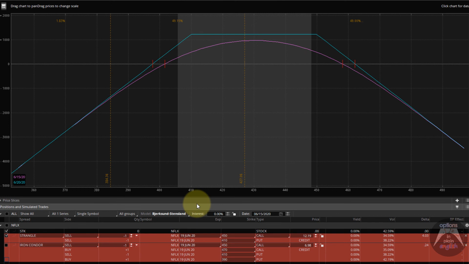So Strangles, Iron Condors, very important positions, bread and butter for option traders. And I hope that this information is useful for you guys, and I know it will, because this is one of the most important positions.